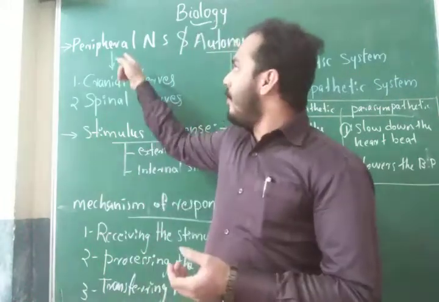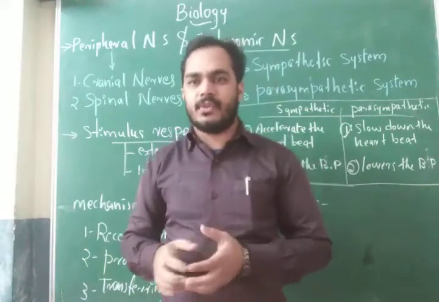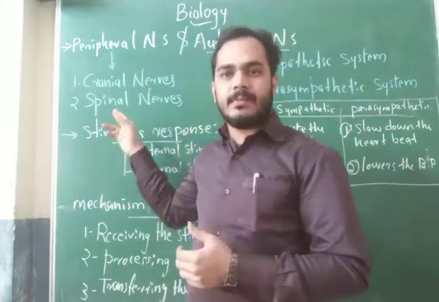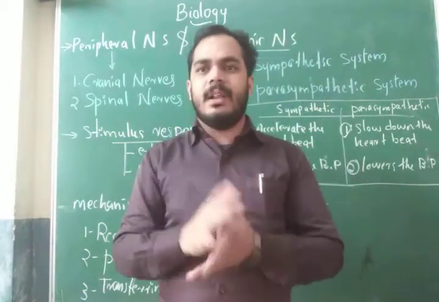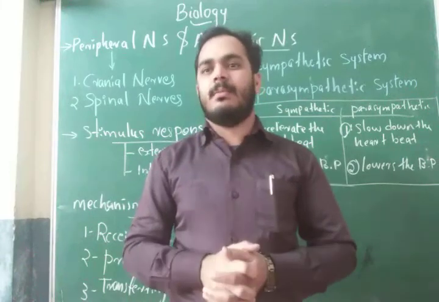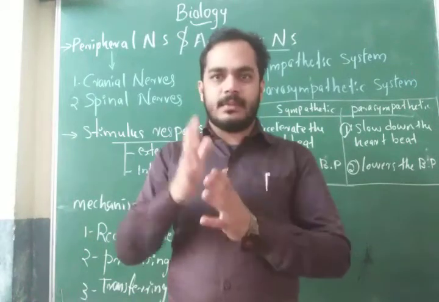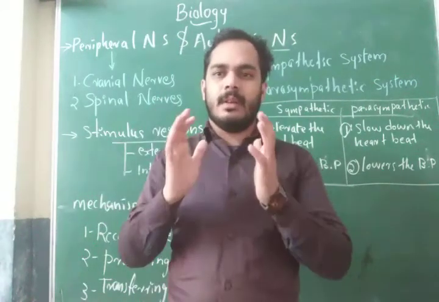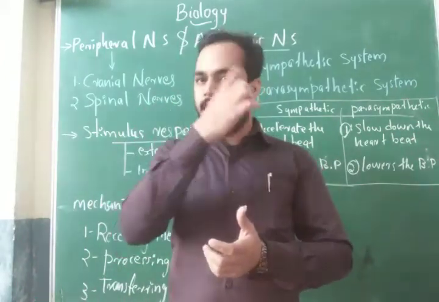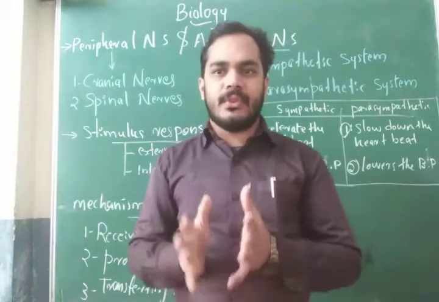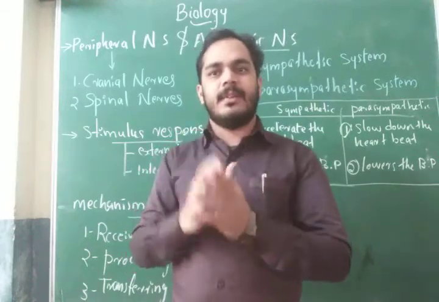The first one, the peripheral nervous system, consists of two nerve fibers. The first one, cranial nerves, and the second one, spinal nerves. First of all, you want to know what the cranial nerves are. Where are the cranial nerves present in the body? The cranial nerves emerge from the brain. There are 12 pairs of cranial nerves in the human body. They are all distributed in the head region, transmitting and receiving impulses.